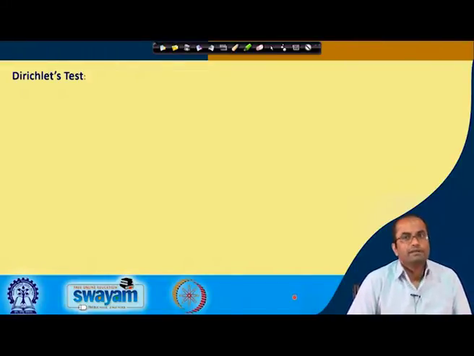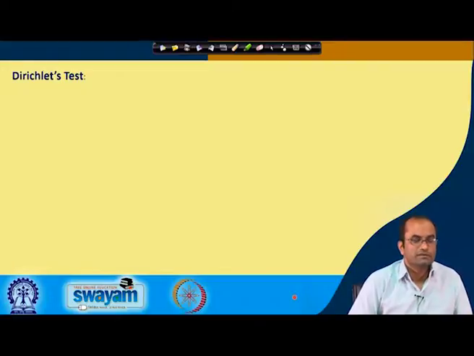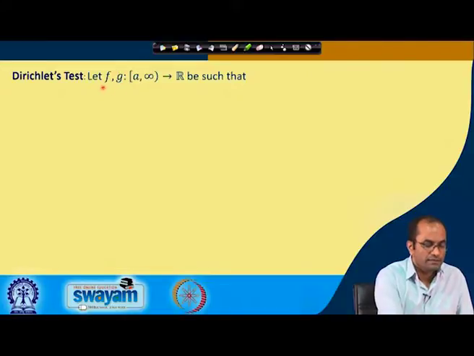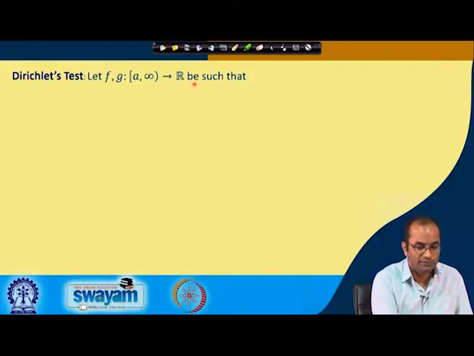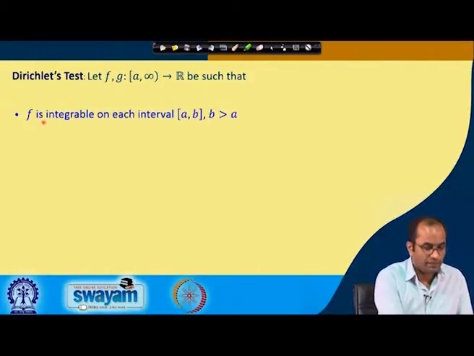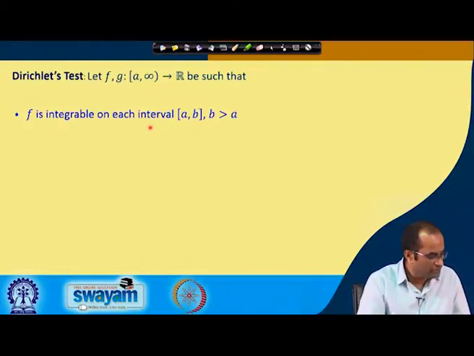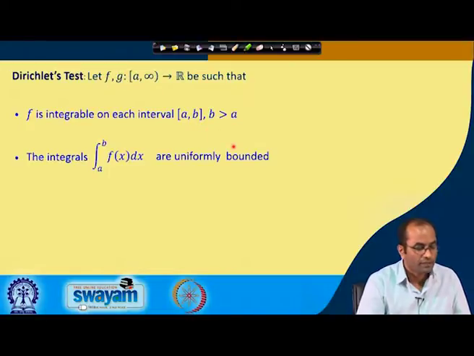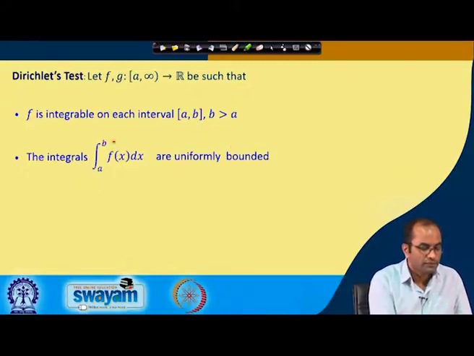and this is again a very important test for testing the convergence of improper integrals of type 1. So, here we suppose that f and g are two functions defined from a to infinity, taking real values, and such that f is integrable on each interval a to b, where b can take any value greater than a. The integral of f(x) from a to b, this is the second condition.